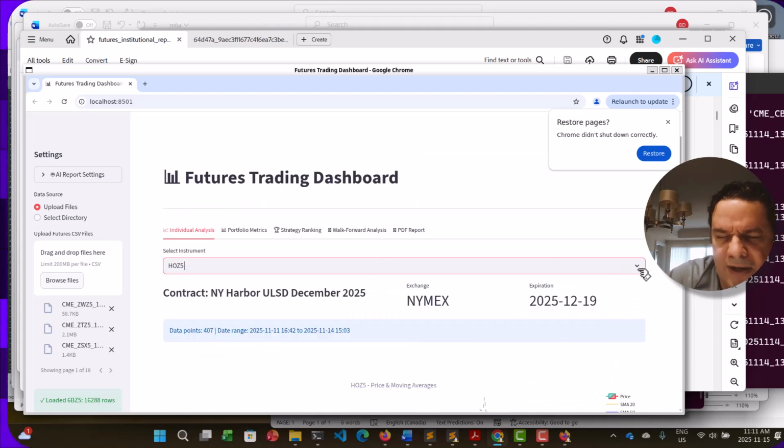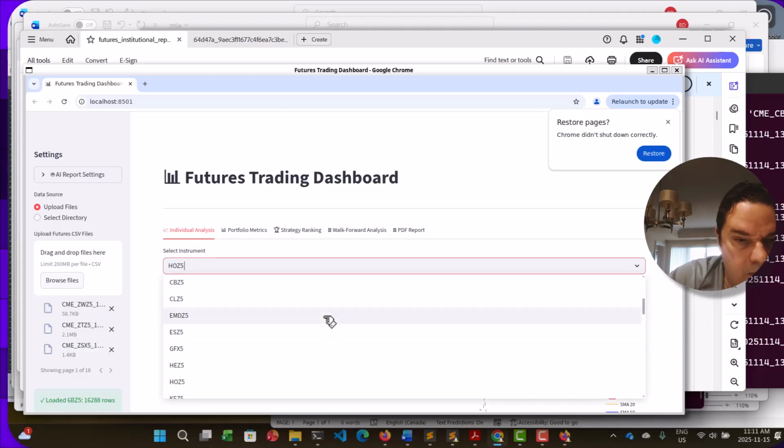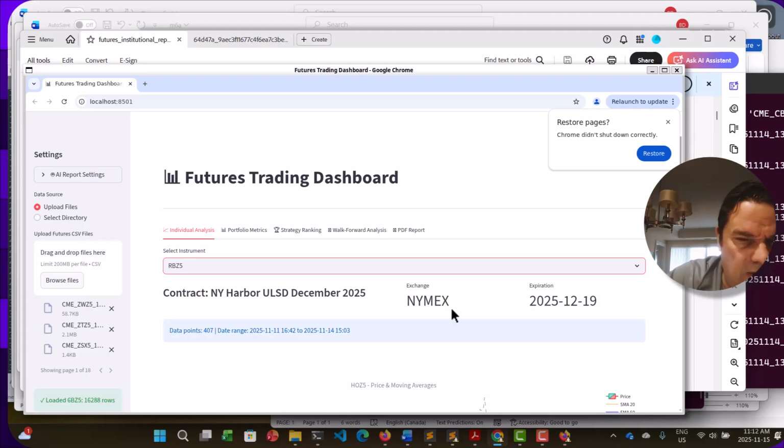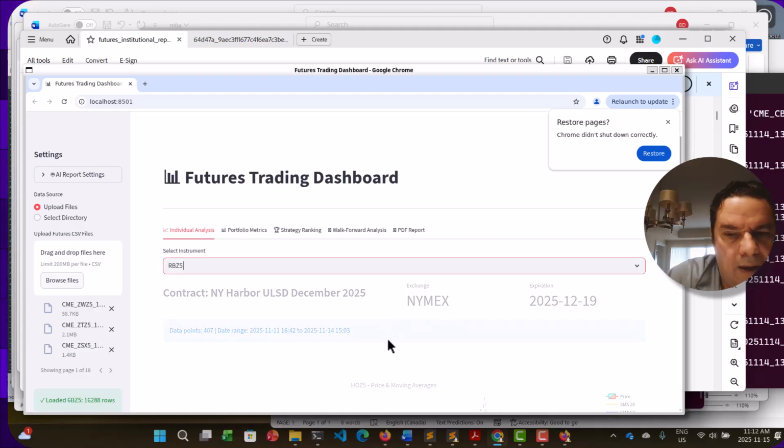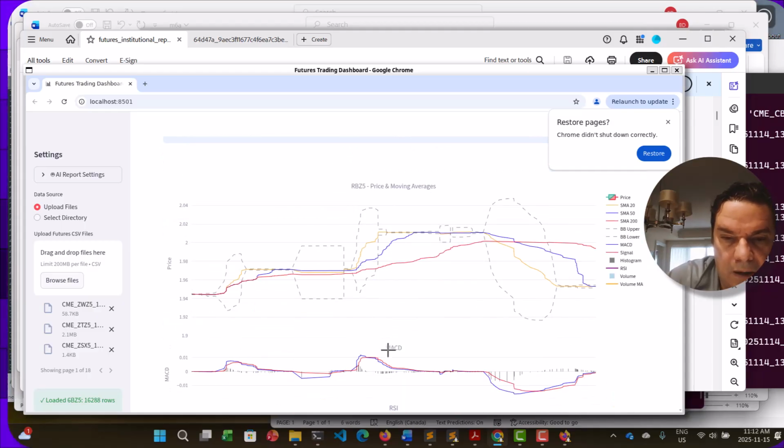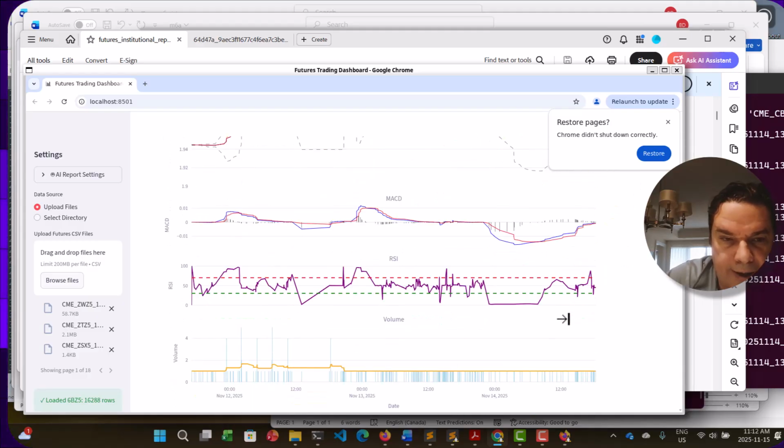The other one was RB. So you could kind of play with all these and just figure out what's worth trading. The markets have been clobbered pretty good. So here, this is the RB. Yeah, you can see it's gone down negative. MACD is starting to show some signs there.